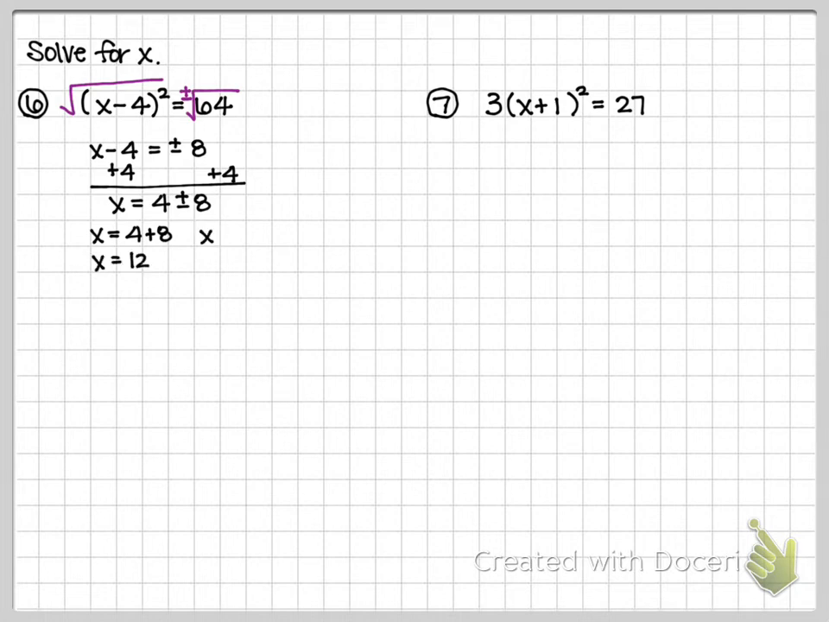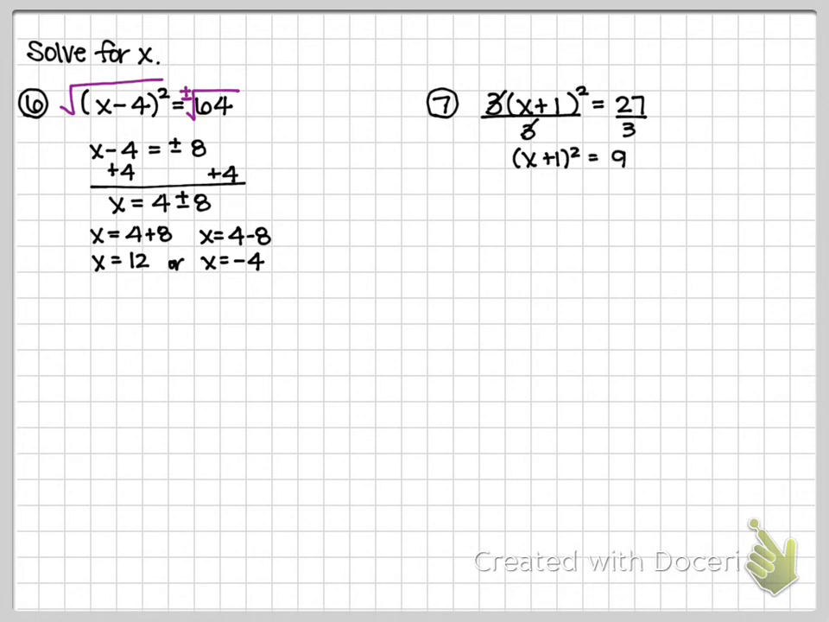Don't forget you still have the other one to do. x is equal to 4 minus 8. That's going to give me -4. Those are my two answers. Same idea for question number 7, still the idea of peeling stuff away. But in this case, you have to get rid of the 3 first. So we're going to divide each side by 3, get that to cancel. We'll get x plus 1 squared is equal to 9.